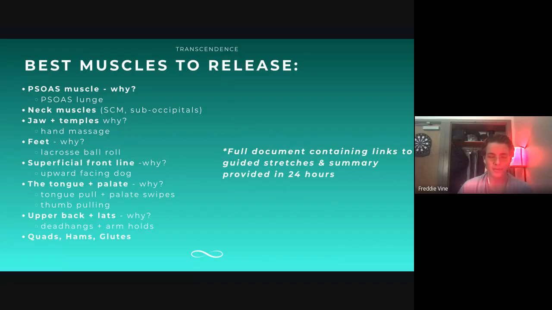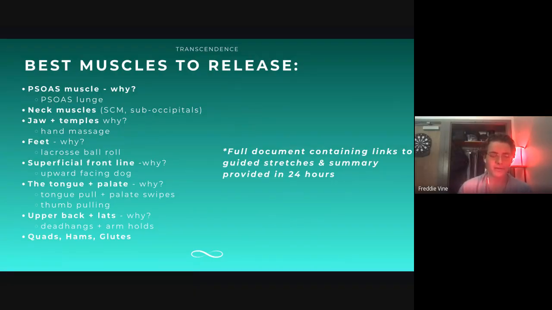And then the final bit here for this one is the palate as well. The roof of your mouth, that soft tissue can always get quite tight. So what I like doing is something called palate swipes, which is where you take your thumb and you press it into the palate and swipe it to release those tension points. This can also feel quite good. It can unlock a lot of facial tension.